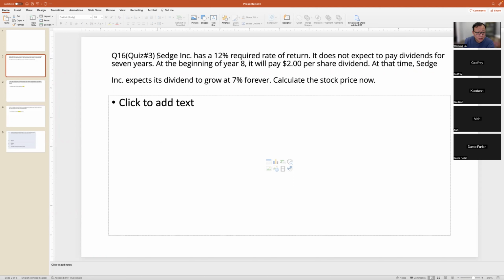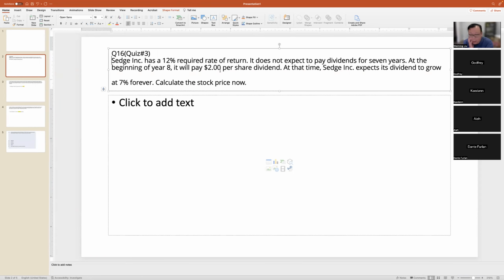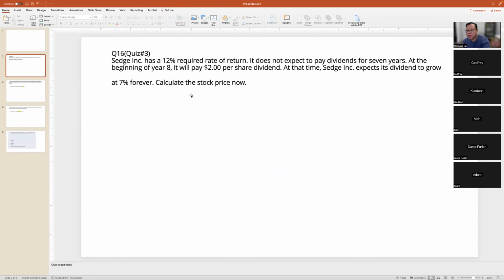In this question, this company has a 12% required rate of return. It does not expect to pay dividends for 7 years. At the beginning of year 8, it will pay a $2 per share dividend. At that time, it expects its dividend to grow at 7% forever. Calculate the stock price now. I'm going to show you how I would do it if I were you in the exam.